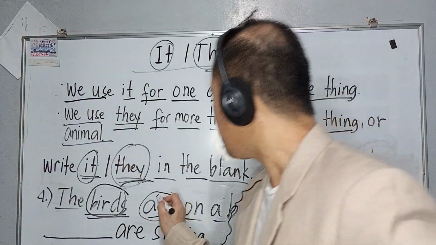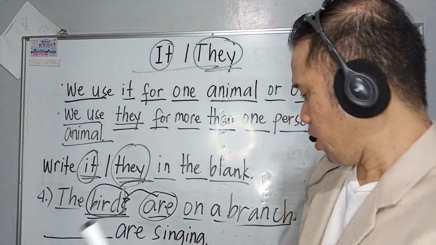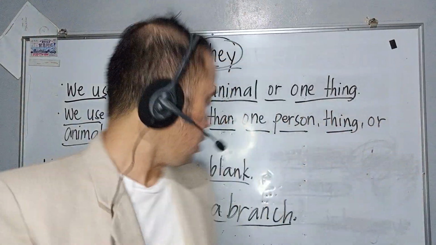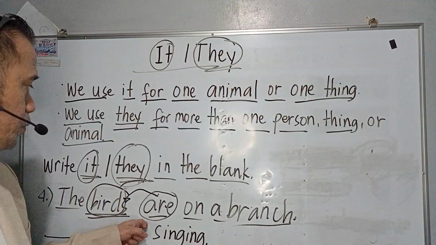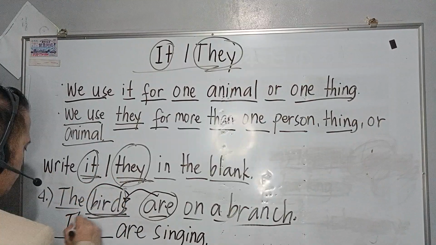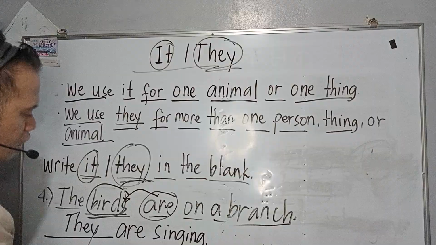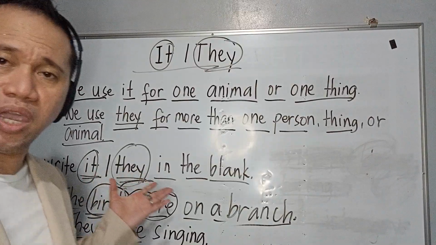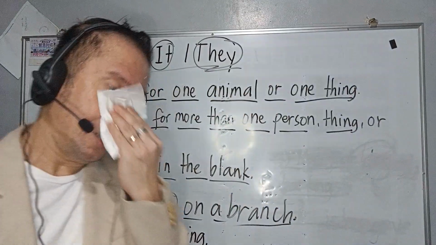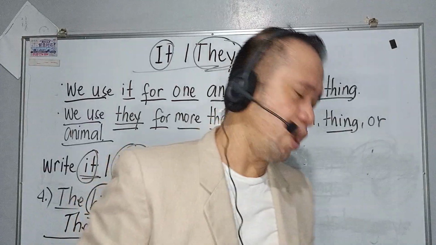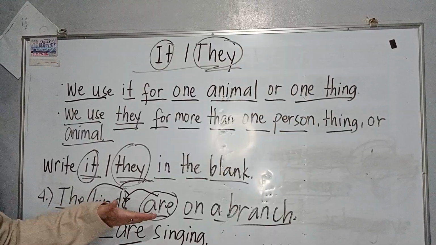So automatically class, these special verbs give us a sign that we need to use they because it is plural. That means we choose they. They are singing. So class, are is plural, so we use they, not it. Remember that. We use they when the subject is plural, like this verb are.